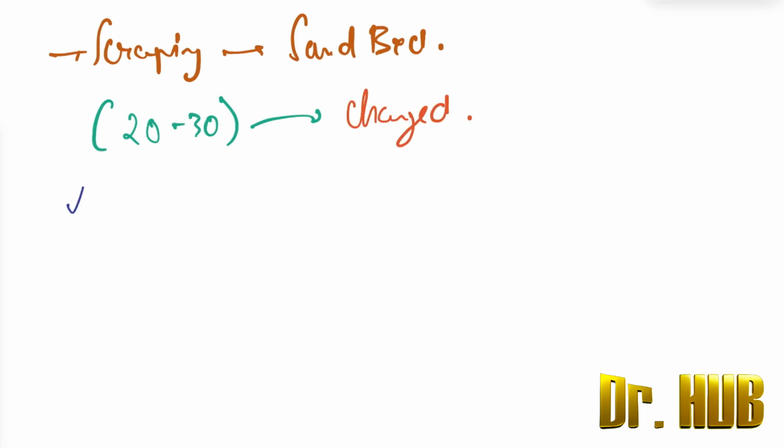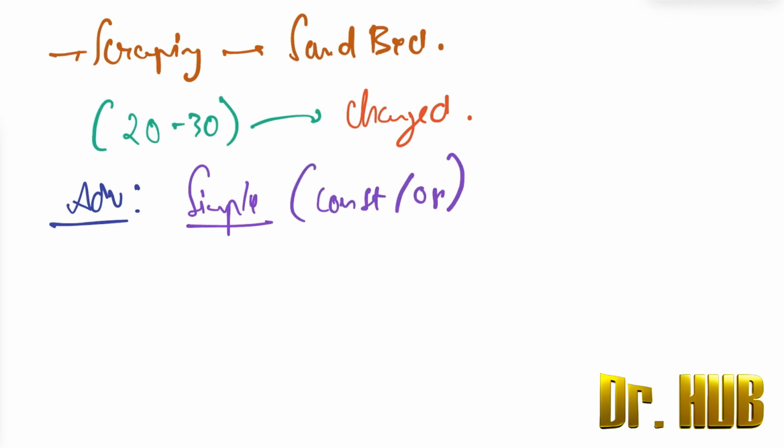So what are the advantages of slow sand filters? The advantage is that it is simple to construct and easy to operate. The cost of construction is very cheap compared to that of rapid sand filters.